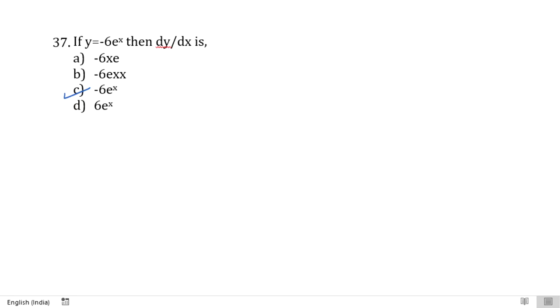Minus 6 e raised to x, right? So the derivative of e raised to x is e raised to x, and minus 6 being a constant, it is nothing but minus 6 into e raised to x, correct? Moving on to the next question.